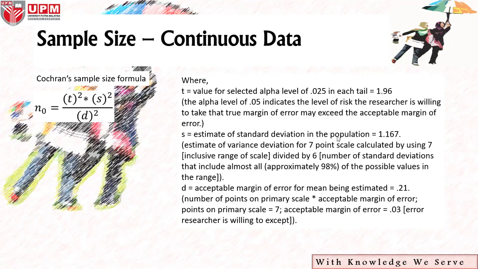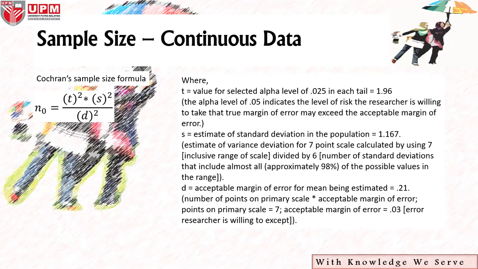Where did we get this? For continuous data, it is proposed that dia punya calculation ya. Estimate of variance division for 7-point scale. For example, in our study, we want to use 7-point Likert scale, so calculated by using 7 divided by 6, the number of standard deviations that include almost all. For example, if you use 5-point scale, then you divide 5 divided by 4. 5 bagi 4 kalau kita guna 5.